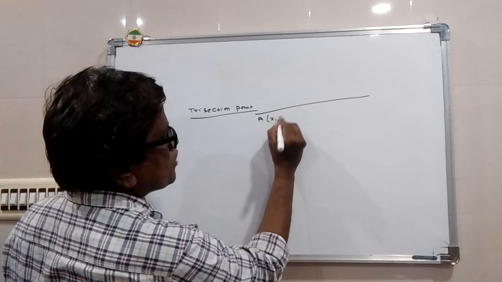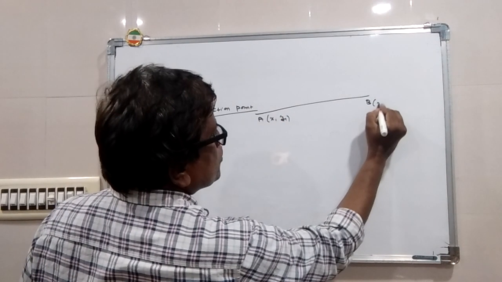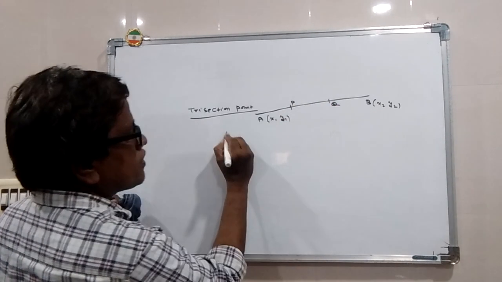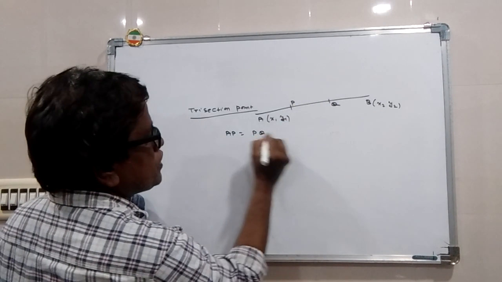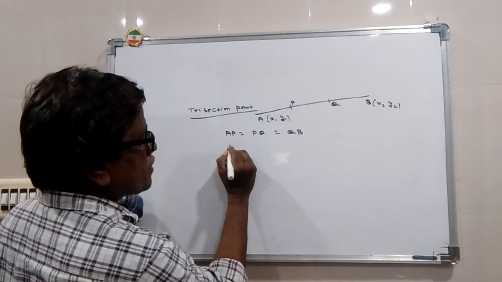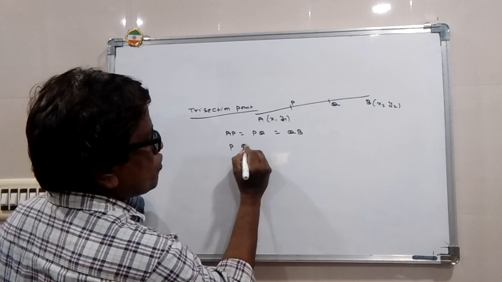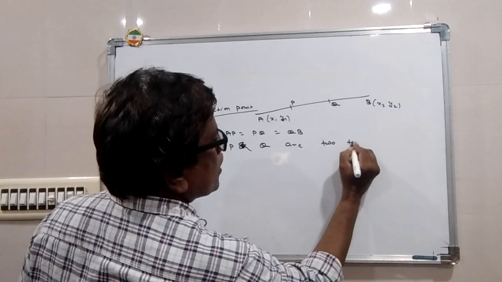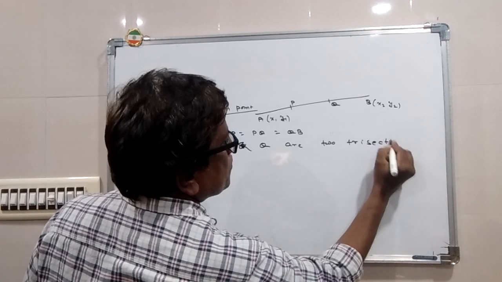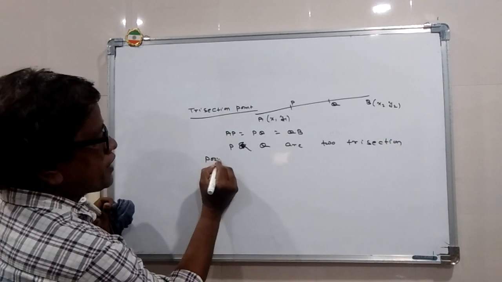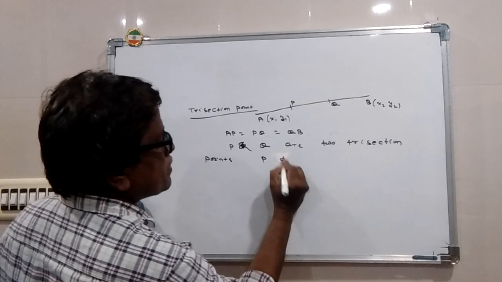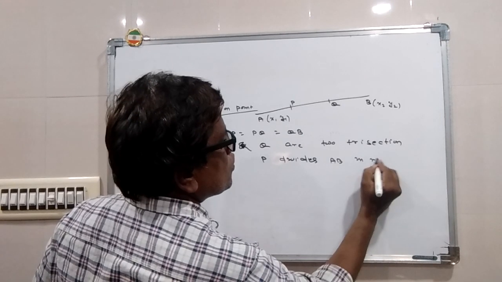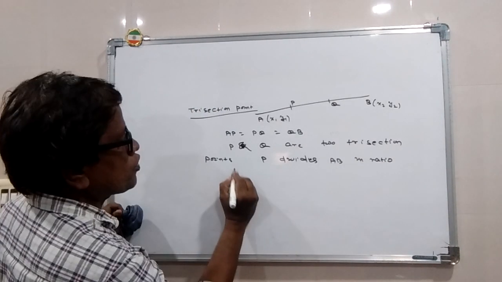In the case of trisection points, A is a point (x1, y1), B is another point (x2, y2), and P and Q are two points on AB such that AP equals PQ equals QB. Then we can say P and Q are two trisection points, and P divides AB in the ratio 1:2.